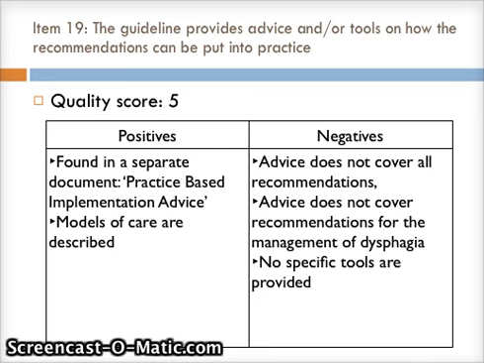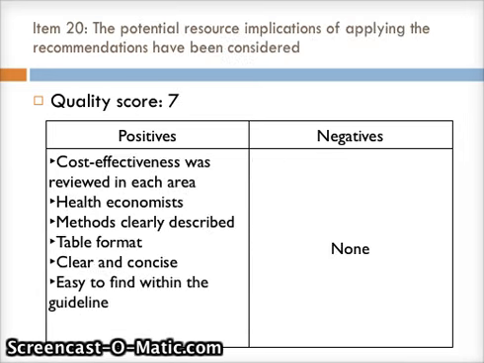Item 19, the guideline provides advice and or tools on how the recommendations can be put into practice, was given a quality score of 5. This was found in a separate document called Practice-Based Implementation Advice, where models of care were described. However, the advice was very general and did not cover all recommendations, and specifically did not cover the recommendations for management of dysphagia. There were also no specific tools provided, for example, checklists, how-to manuals, barrier analysis, and tools to capitalize on guideline facilitators.